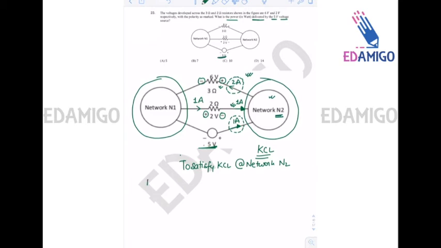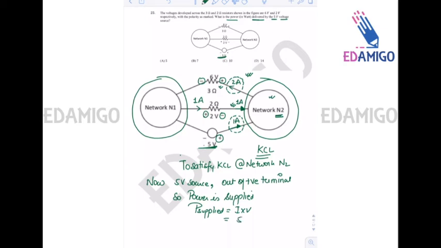Now, if you concentrate on this 5 volt source, the current is actually flowing out of the positive terminal. So power is supplied, and power supplied is equal to I into V, that is 5 volts into 1 ampere, that is 5 watt.